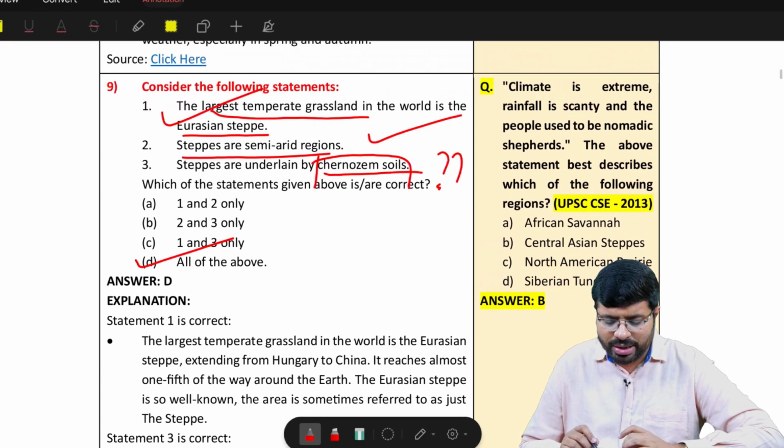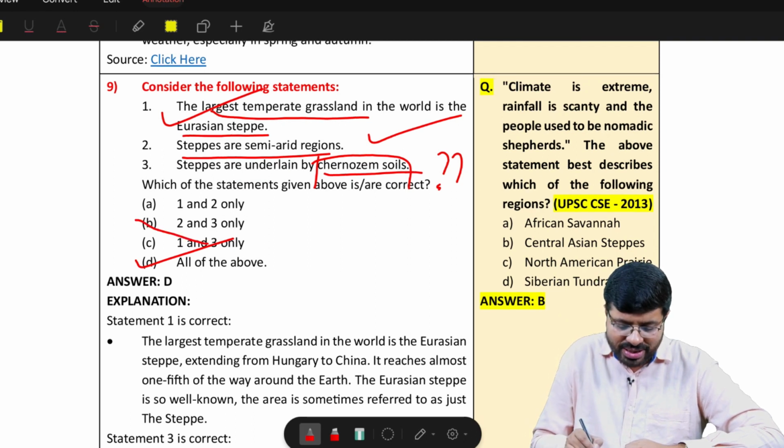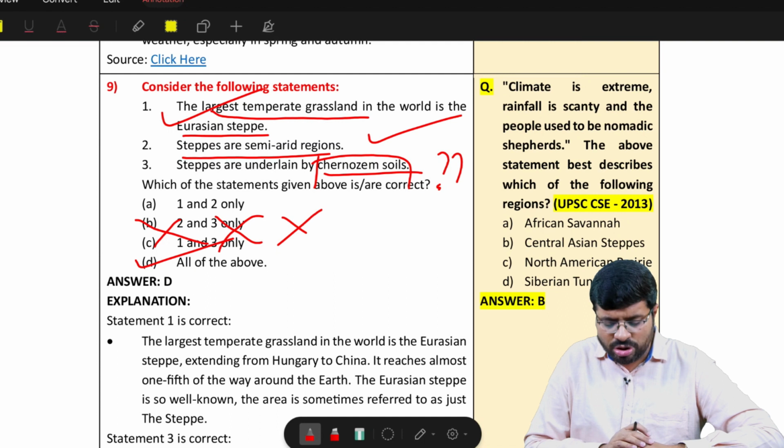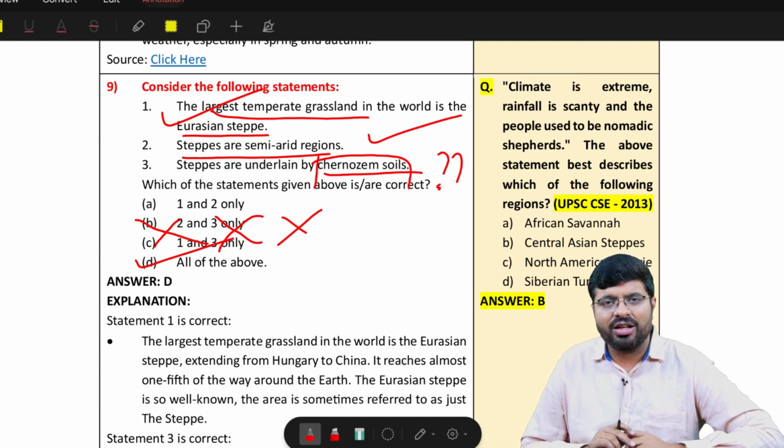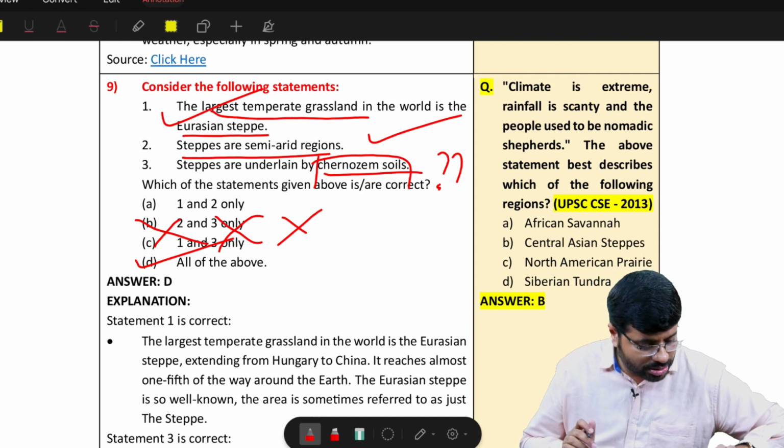Maybe you might not know about statement 3, but statements 1 and 2 you should have known. If you have known 1 and 2, then you have definitely eliminated B and C. So your confusion should be between A and D only. If you are confused between B and C, then there is some kind of mismatch in your preparation, right? So that is about option D here.